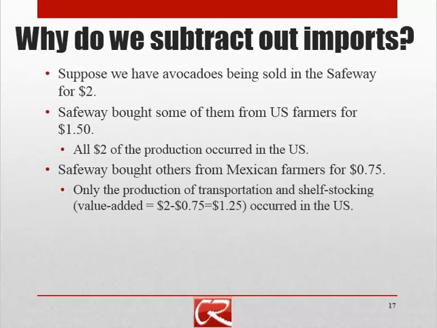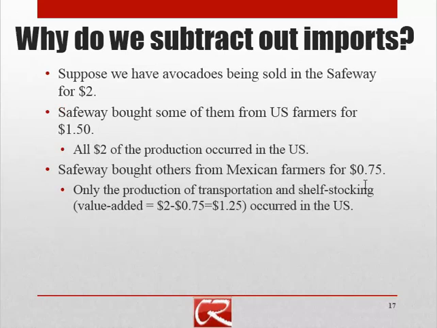But at the level of GDP, why do we subtract out imports? The idea is that we want to maintain consistent counting, and we want to count correctly the true amount of economic activity that happens within U.S. borders. So as I lay out in this little example here, we could have avocados being sold in the Safeway for $2, and some of them Safeway bought from U.S. farmers, and so there was $1.50 of agricultural activity and 50 cents, going from $1.50 to $2, of transport and retailing activity. But at any rate, all $2 of the production occurred in the U.S.